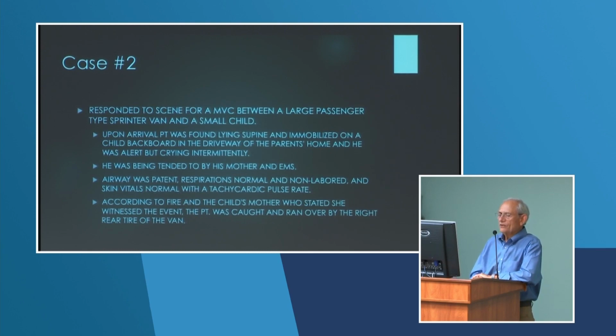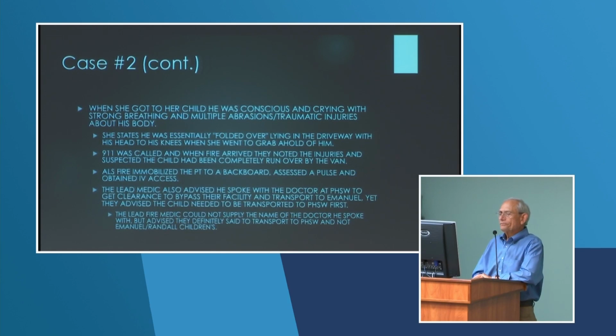According to Fire and the child's mother, who says she witnessed the event, the patient was caught and run over by the right rear tire of the van. When she got to him, he was conscious, crying, with strong breathing and multiple abrasions and traumatic injuries about his body. She states he was essentially folded over, lying in the driveway with his head to his knees when she went to grab him. 911 was called. When fire arrived, they noted the injuries and suspected the child had been completely run over by the van.